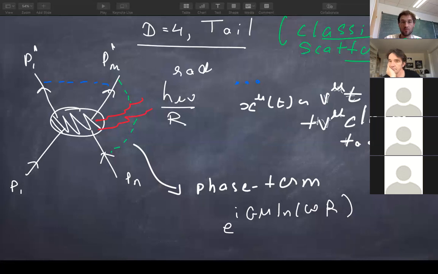If you do an explicit classical computation, these tails have of course been noticed before in the classical GR literature. In this paper by P.C. Peters, he looks at gravitational Bremsstrahlung of a point particle in Schwarzschild space-time. He gives an integral formula for the h mu nu radiation in 4 dimensions, and if you take the low frequency expansion, you can explicitly see that you get a log omega term in his radiation.